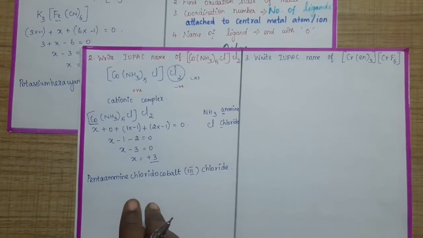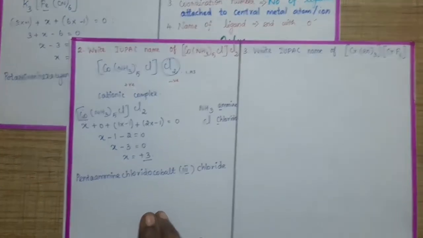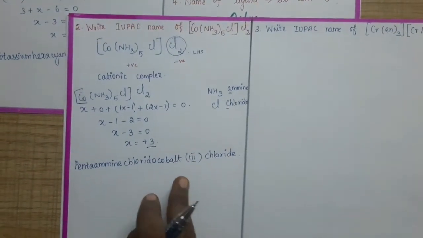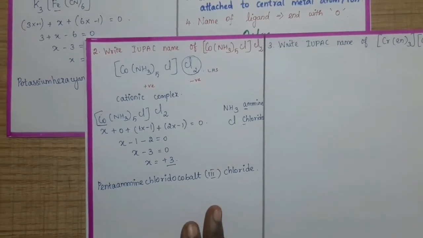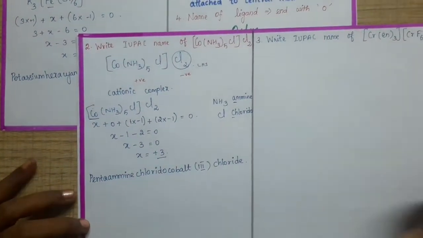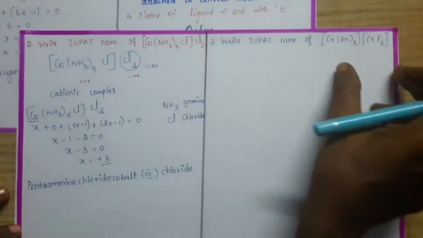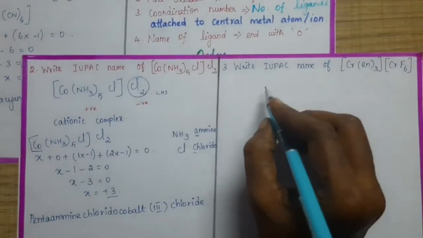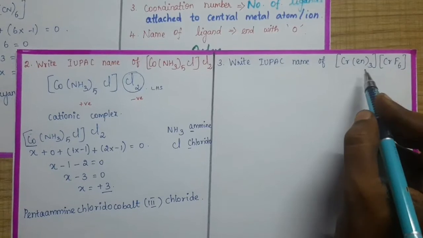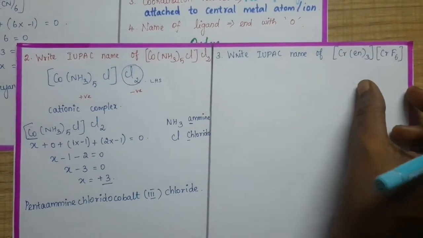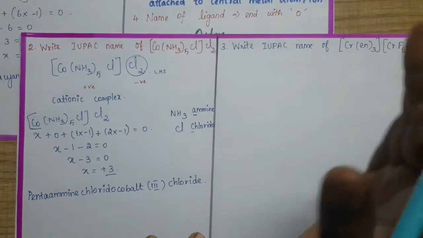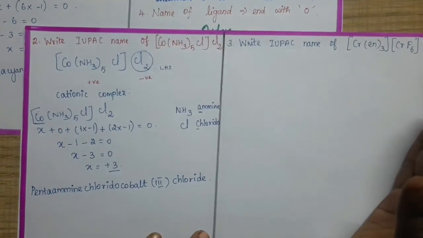Pentaamine chloride, pentaamine chlorido cobalt 3 chloride. This is how we can name this compound. And the next one, let us try for the bicomplexes also. Write the IUPAC name of [Cr(en)3][CrF6]. There are two complexes they have given. So first of all, you must know which is the cationic complex and which is the anionic complex.